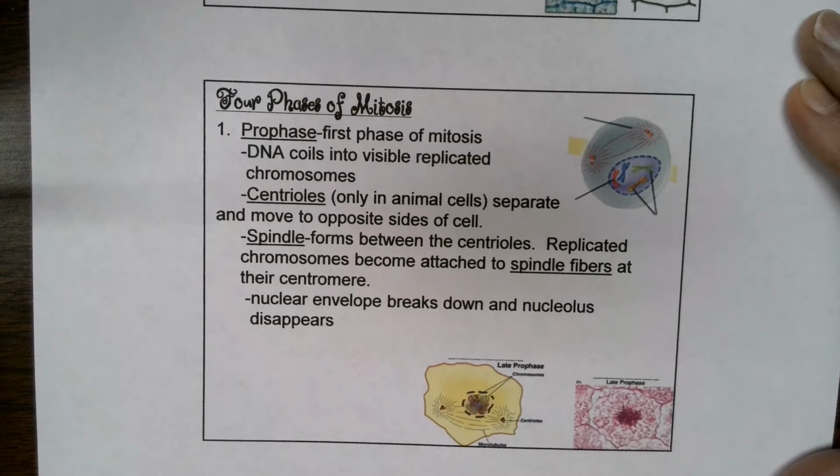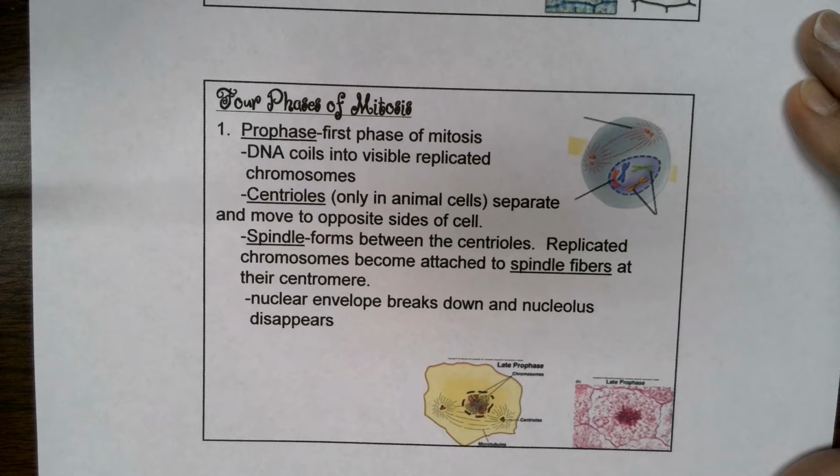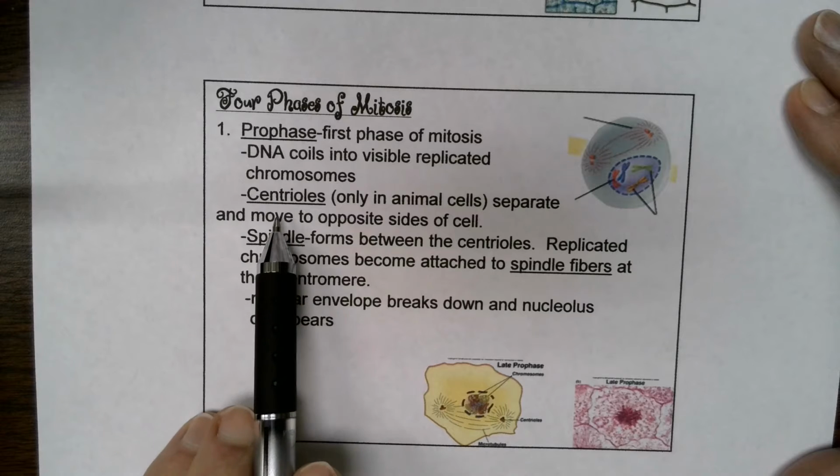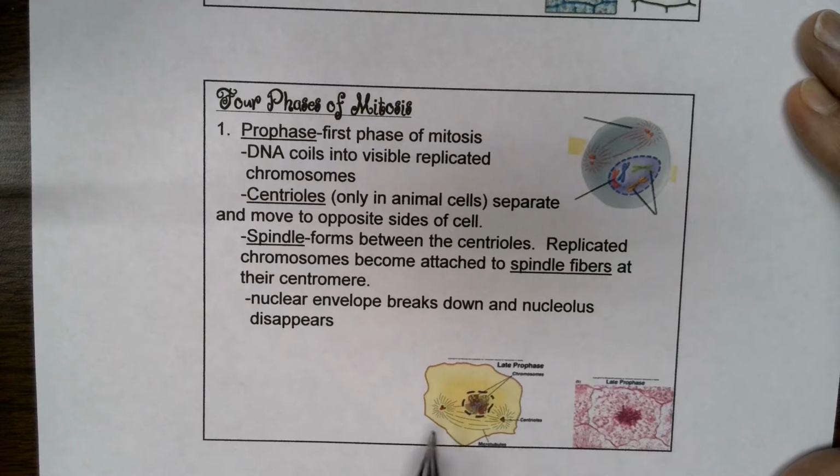So here, the DNA is going to coil into visible, replicated, or duplicated, or copied, we can use lots of different words there, chromosomes, and those look like X's that we see over here. Okay. Other things that are going to happen in prophase, so what are called centrioles. These are going to form at the poles of the cell.